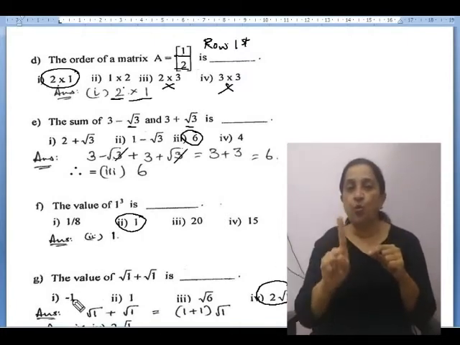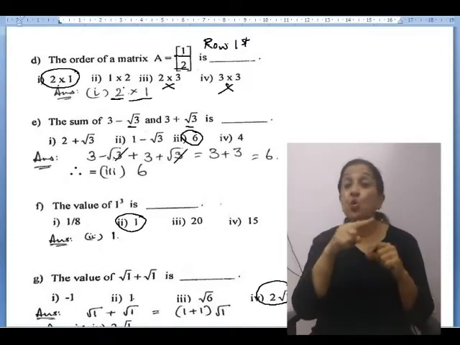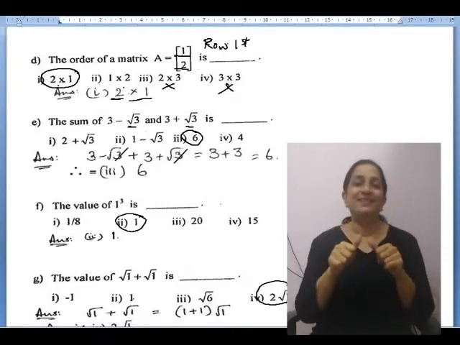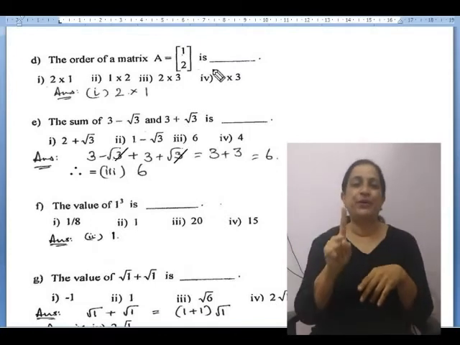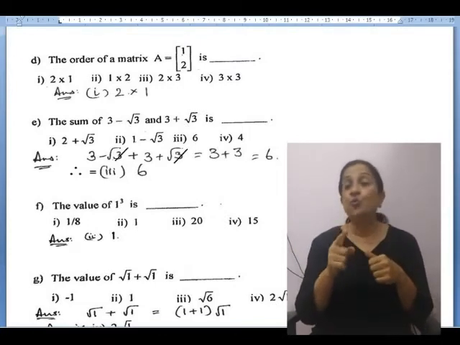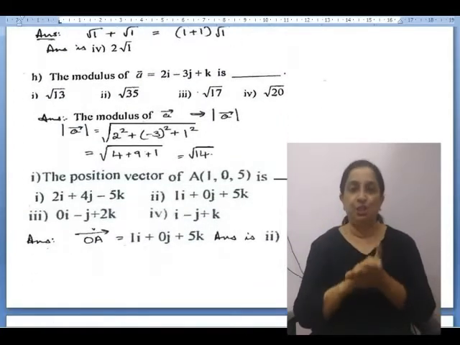Okay. It can't be minus 1. It can't be 1. It can't be root 6. Definitely it is 2 times root 1. This way you should follow the method of elimination.